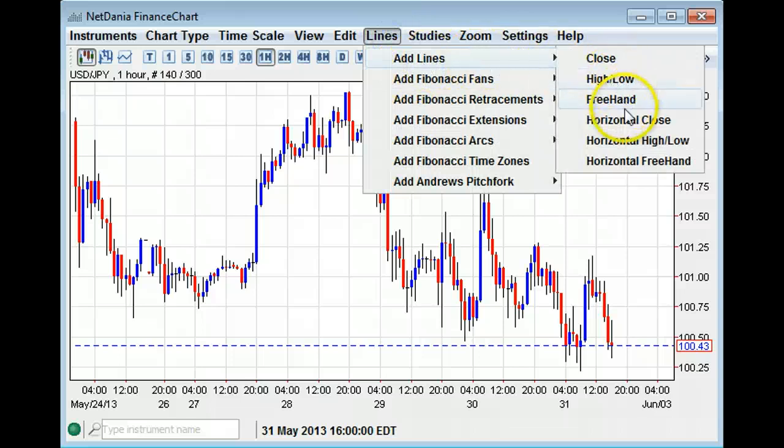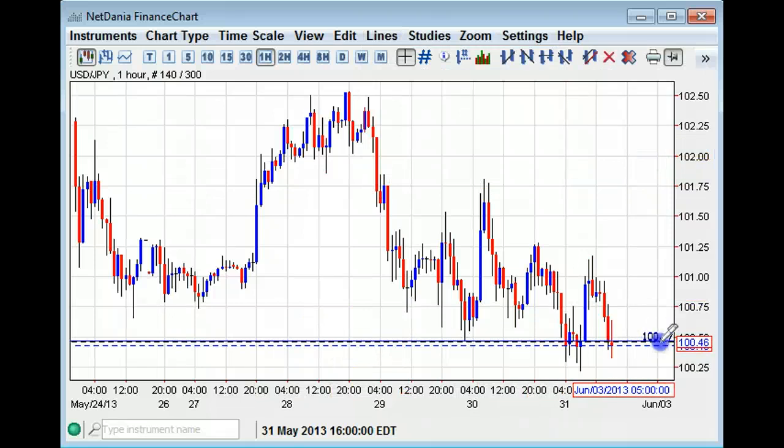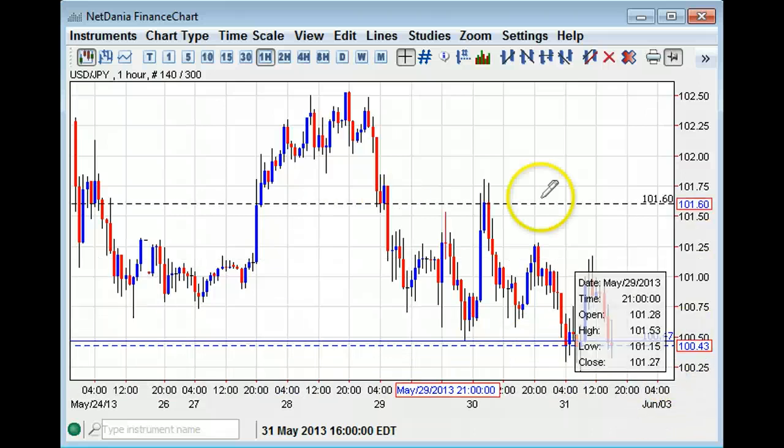Let me see if my new mastery of drawing lines can be seen here. So yeah, here's the 100.50 line, basically being tested 1, 2, 3 times. We dipped several times below it and held above the 100. I think that's really going to be the critical thing.